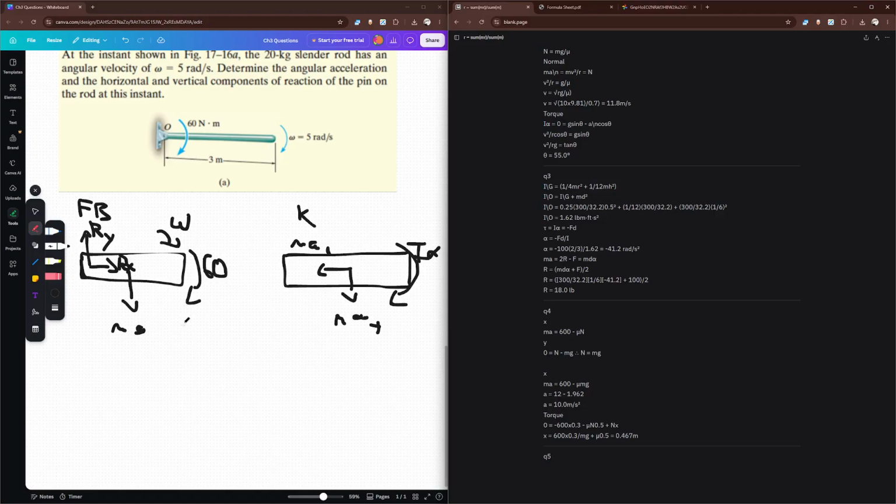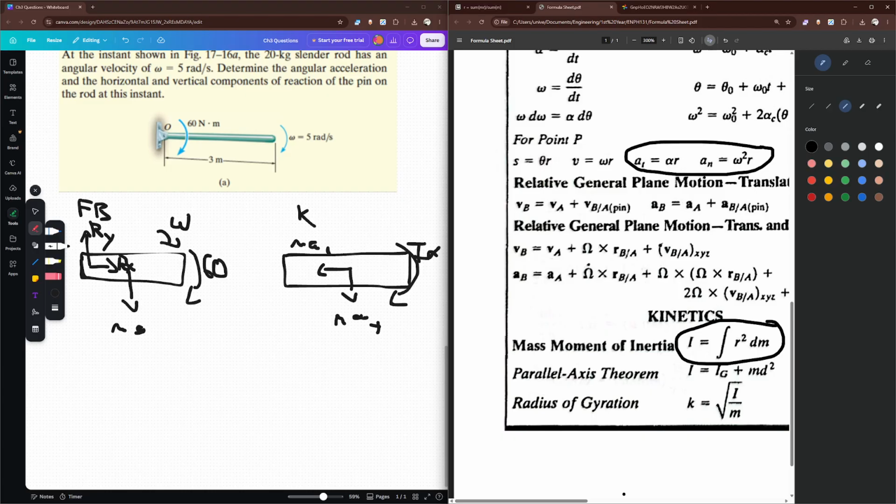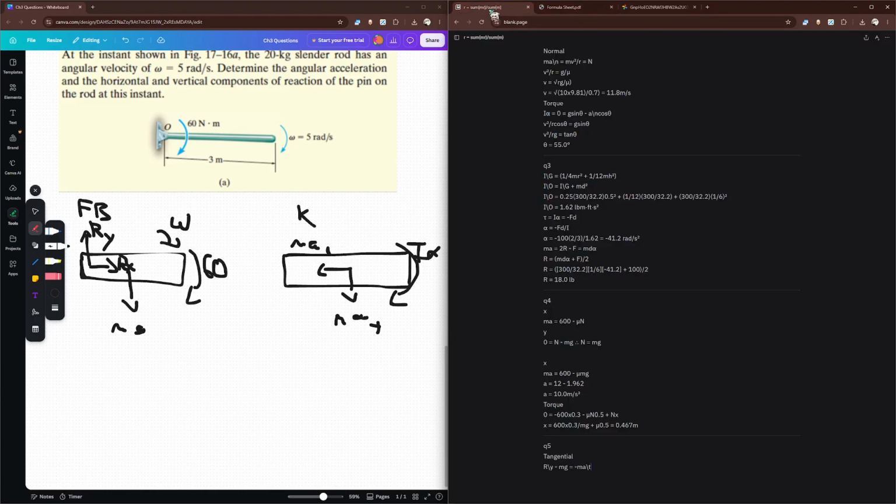Anyways, now we're going to do our force analysis. So in the tangential direction, we have Ry minus mg is equal to negative m a_t, right? But what do we know about a_t from the formula sheet? a_t is equal to alpha R, and R is just the distance, which is 1.5. So we're going to rewrite this as alpha times 1.5, right?